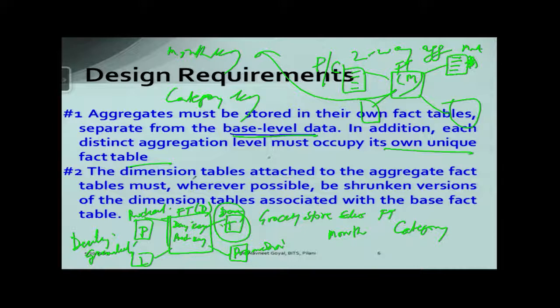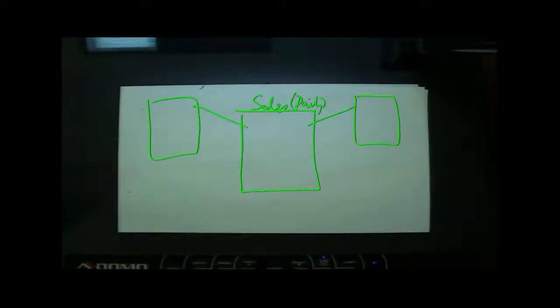When I create these aggregates, I create a family of star schemas. Let me show you something. I'll use different colors to show. This is my base level fact table, say sales, and it is at the daily granularity. I'll use only 3 dimensions: this is product, this is time, and I have a store. There would be a product key, a store key, and a day key.